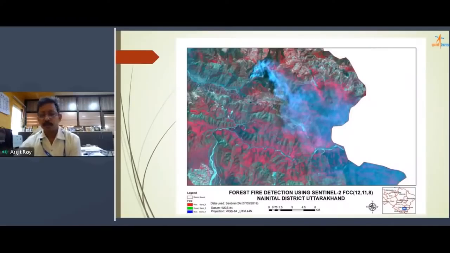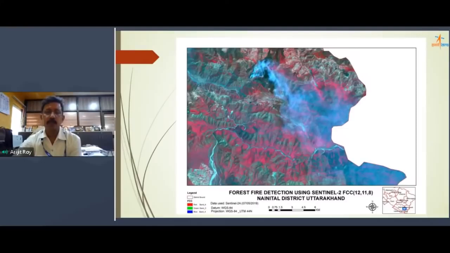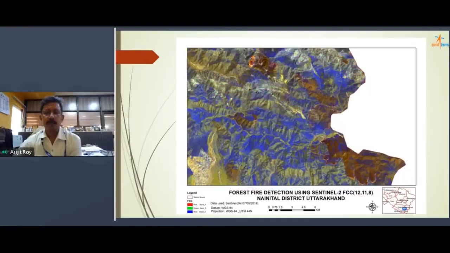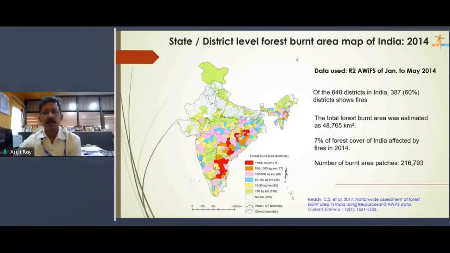In the next few slides, I'll show you the present capability based on the Sentinel data of identification of the active fires as well as the burnt fires. So you can see the same area. It's a normal false color composite. Now this is a different false color composite with shortwave infrared bands. And here you can see the areas which are actively burning and the burnt scars. In the zoomed area, you can see the areas which are actively burning and the burnt scars. So this is now the capability which we have, and we are also improving upon it day by day.